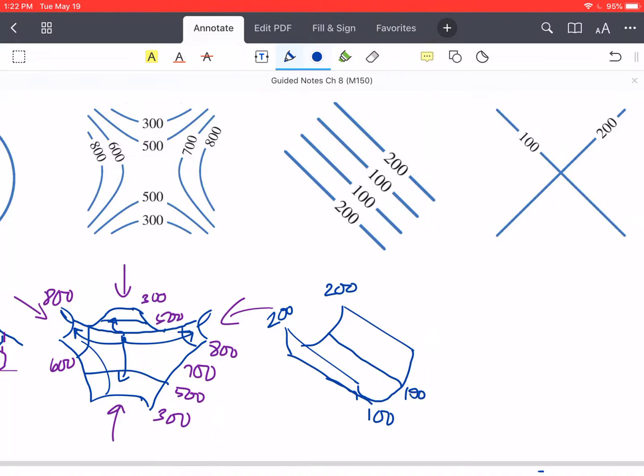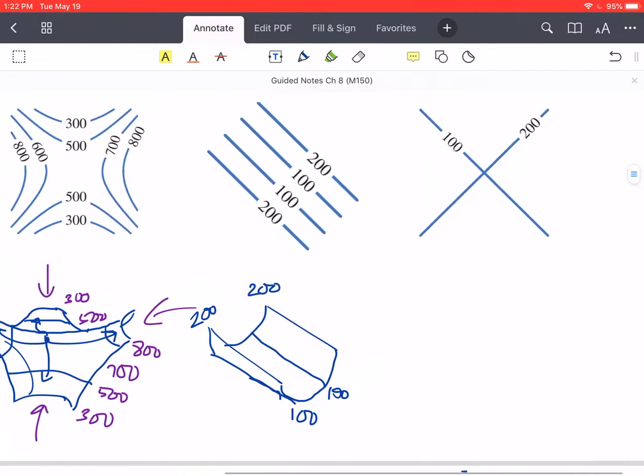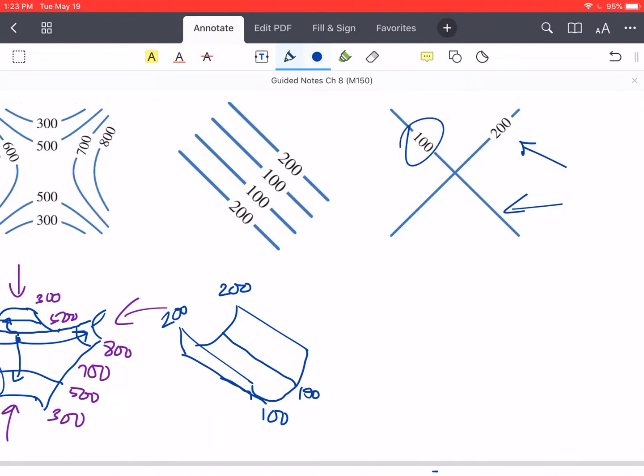So this one, you get this shape going on there, like if you were to fold a piece of paper and hold it, fold it a little bit. Okay, and then this last one, we have a contour of 100, a contour of 200. Now this one is interesting because this one tells me everything along this contour has a height of 100. Everything along this contour has a height of 200.